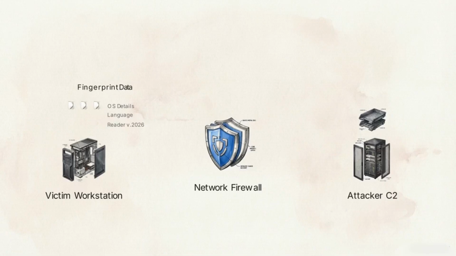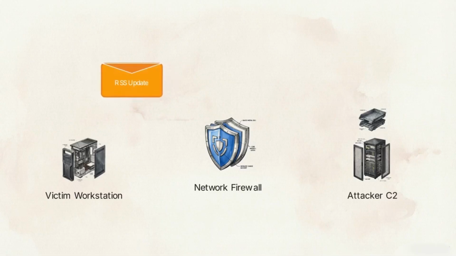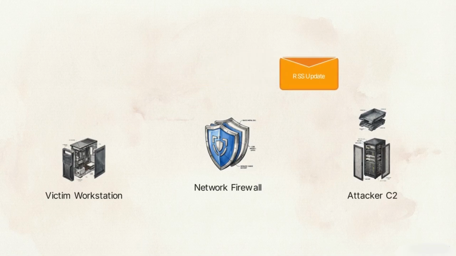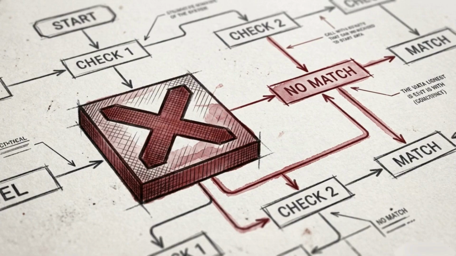To accomplish this, the exploit abuses a second internal API, RSS.addFeed. It attaches the stolen telemetry to an outbound traffic flow that mimics a standard RSS subscription update. This disguised data crosses the network boundary and arrives at the attacker-controlled command and control server. Here, the C2 server runs a decision matrix, evaluating the system fingerprint against the attacker's specific target criteria. If the system is deemed low value, the sequence terminates. The malware shuts down to preserve its stealth.